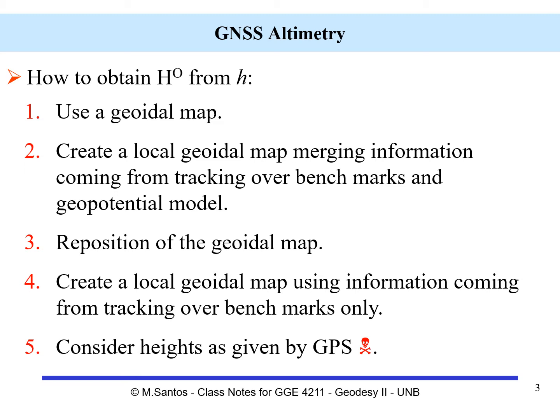So the first one is obviously the best choice, but there is no clear hierarchy in terms of accuracy. I usually tend to rank them in the order that I'm presenting, but everything depends on the information that we have. Number 5 here is simply disregarding orthometric height, pretending that geodetic heights are as good as orthometric heights. We're going to see that this is very dangerous. So let's start with number 1.